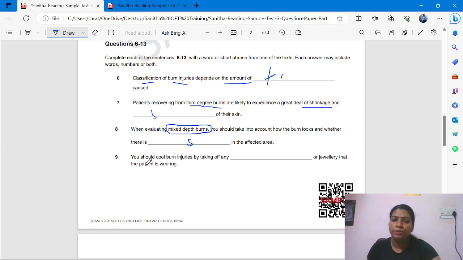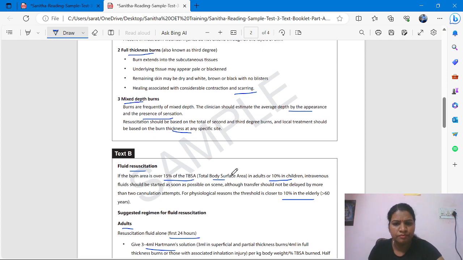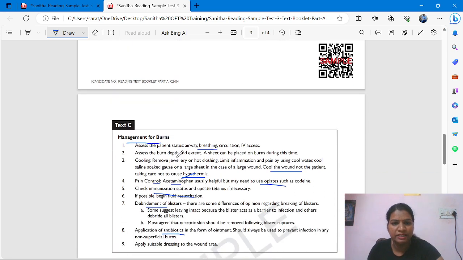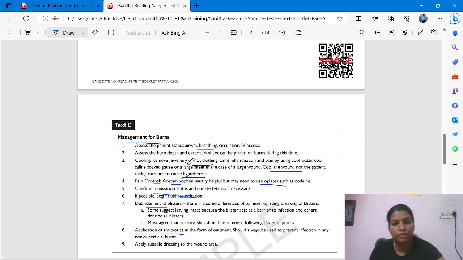You should cool burn injuries by taking off any hot clothes or jewelry that the patient is wearing. So we got the answer from it. Then we have to read here. Assess the burn depth and extent. The sheet can be placed on burns during the cooling. Remove jewelry or hot clothing. What is the question here? Jewelry is already given. You should cool burn injuries by taking off any hot clothes or jewelry that the patient is wearing. That is, remove jewelry or hot clothing.